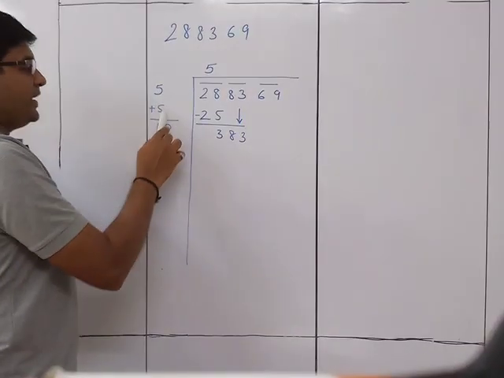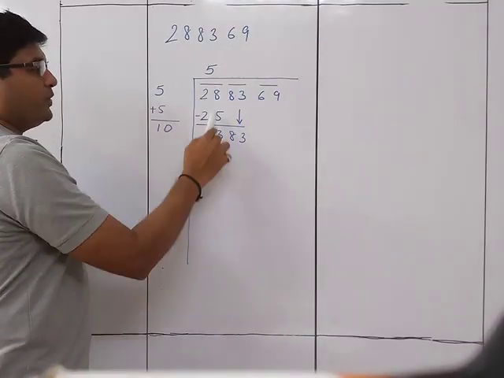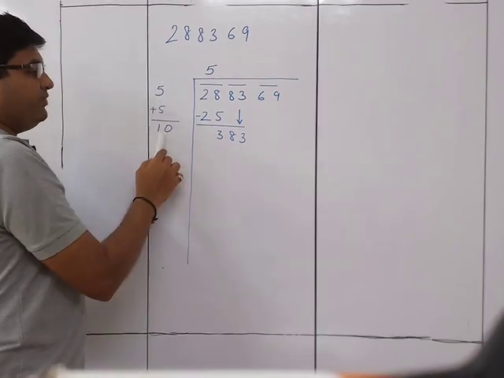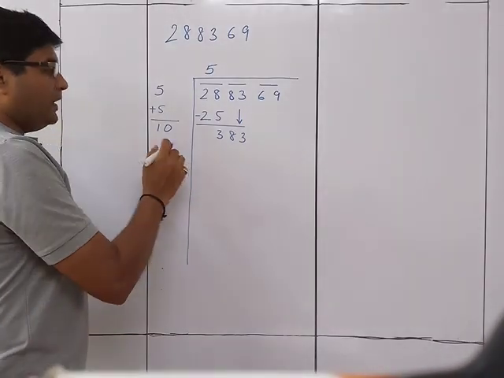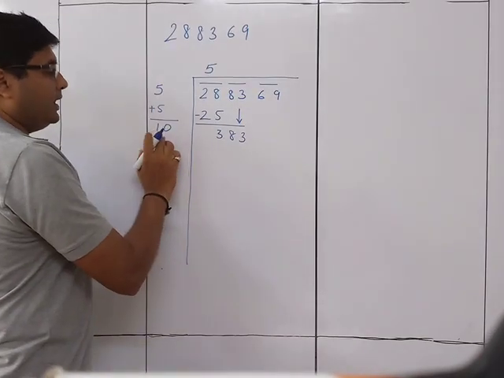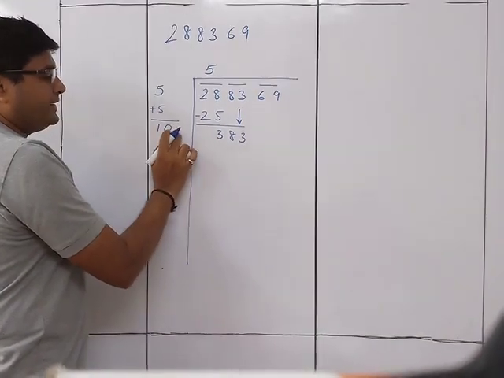So 5 plus 5 is 10. So 5 into 5 is 25, and here 5 plus 5 is 10. This is the first step. Okay, now we will see and add one more digit over here.